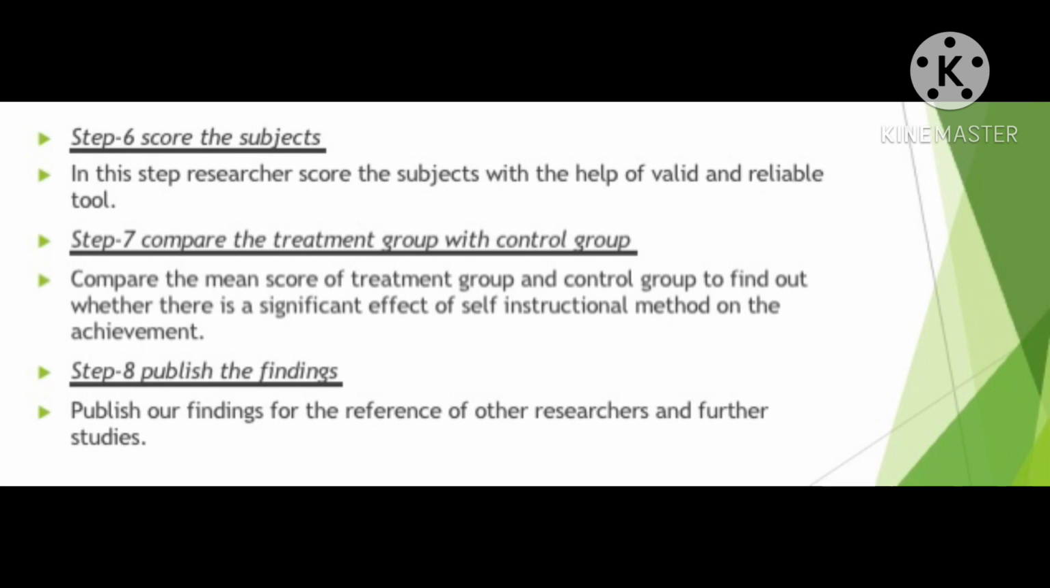That is step 7. Then in step 8, the researcher is publishing his findings. Publish our findings for the reference of other researchers or for further studies. These are the different steps an experimenter or a researcher has to follow in order to conduct the experimental research design.